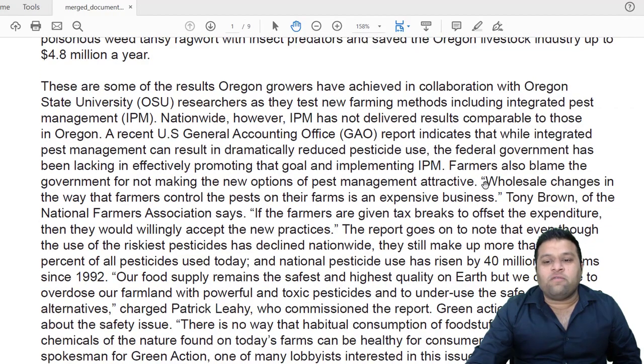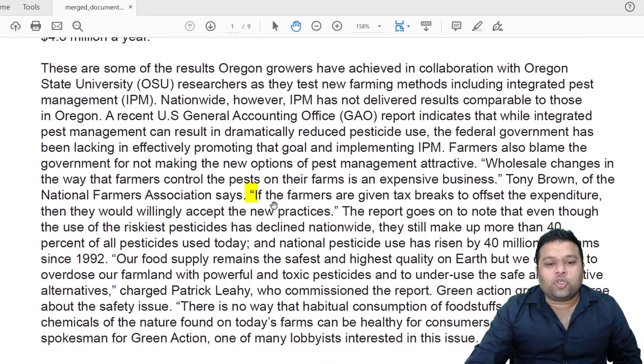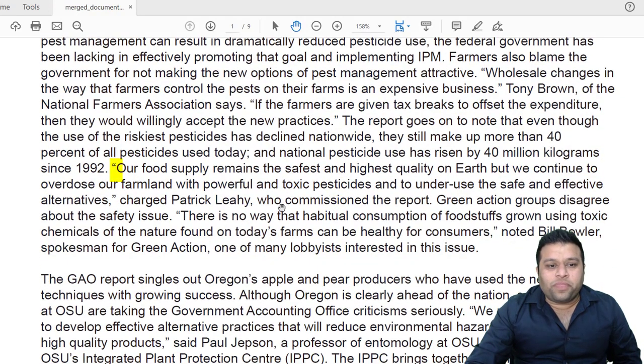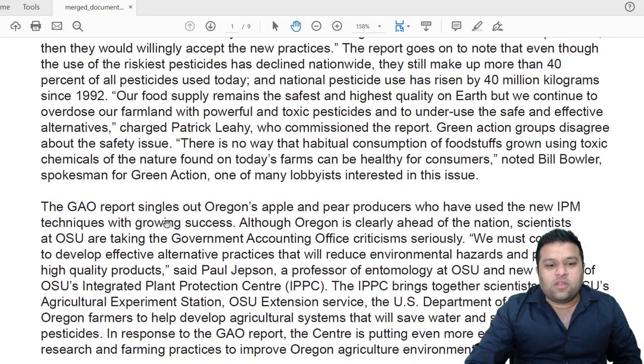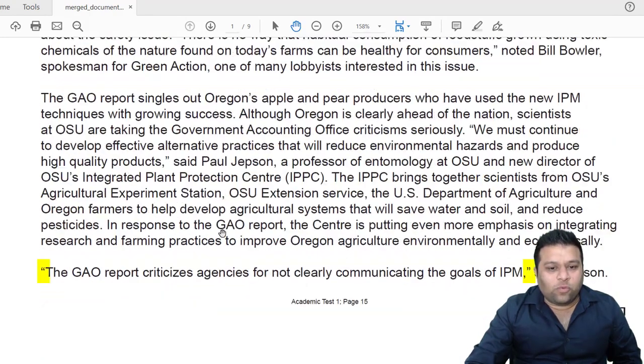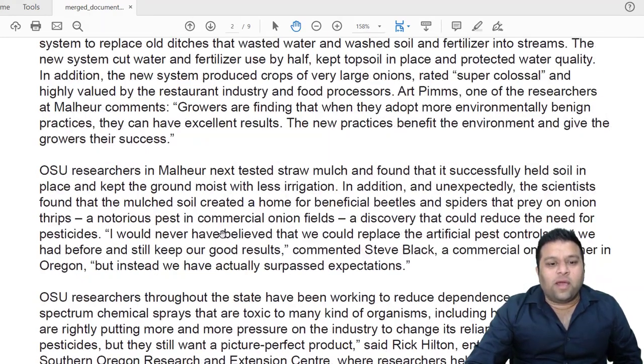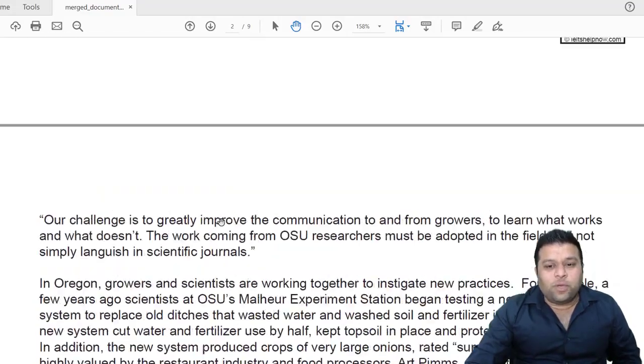So we can see the first inverted comma starts from wholesale and then it finishes at business. The second inverted comma starts over here, finishes here. The third inverted comma is here. The fourth inverted comma is here. The fifth one, the sixth one, the seventh one, and the eighth one, right? Now we've got some inverted commas.